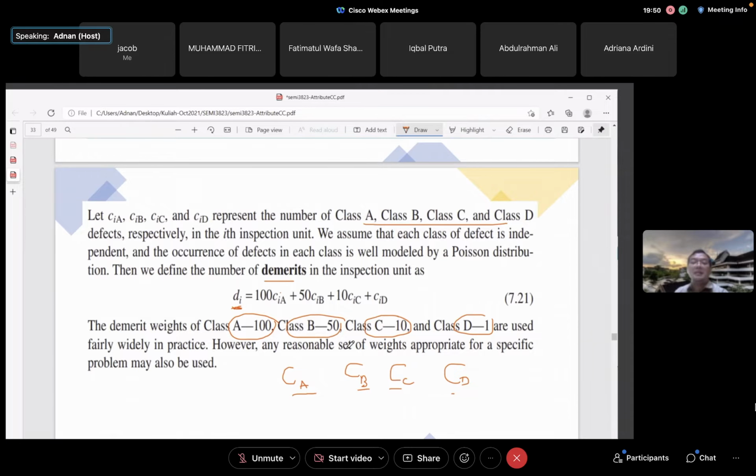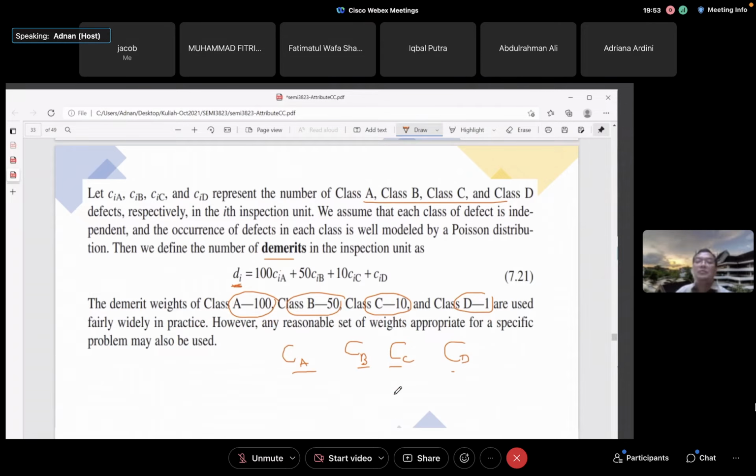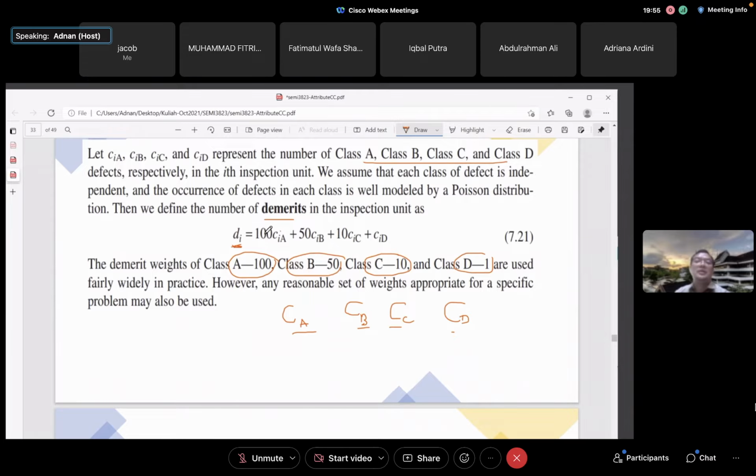Not necessarily like this. Some systems or some users use different weightages. In this case, they got the demerit weight A, so you can see that weightage for A was given 100. Weightage for B is given 50. Weightage for C given 10, weightage for D given 1.